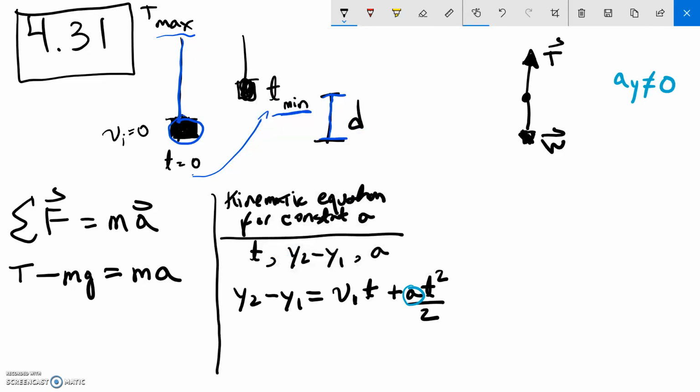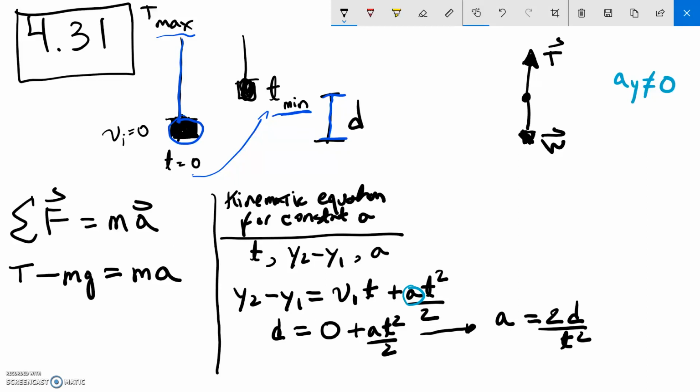All right. The y2 minus y1 in this problem is equal to d. The v1, the initial velocity, is 0, plus a t squared over 2. So I get that the acceleration is equal to 2d over t squared. All right, the next concept here deals with the maximum part of this problem. If I want to have the maximum acceleration, I'm going to have the maximum tension. Similarly, for the kinematic equations, to get the maximum acceleration, I will have the minimum time to go all the way up there since they're inversely proportional. And now I start seeing how I could actually solve this.